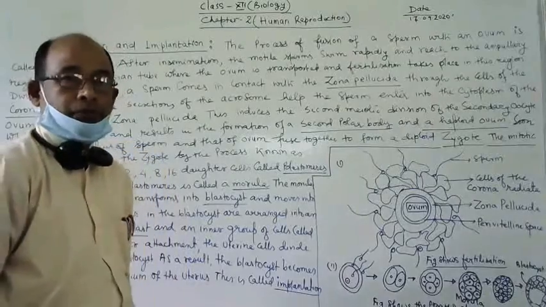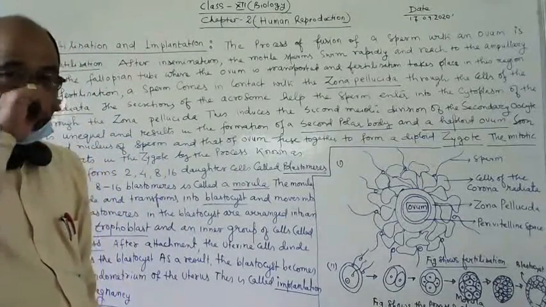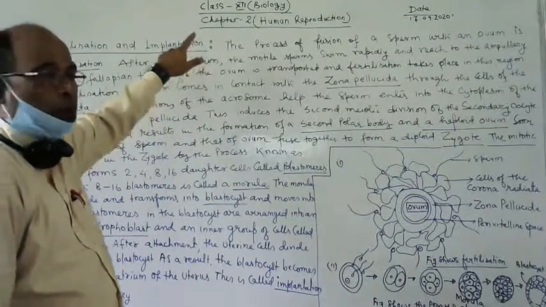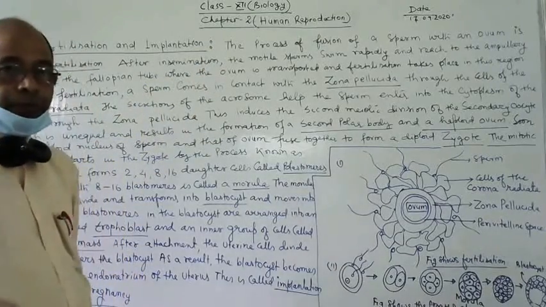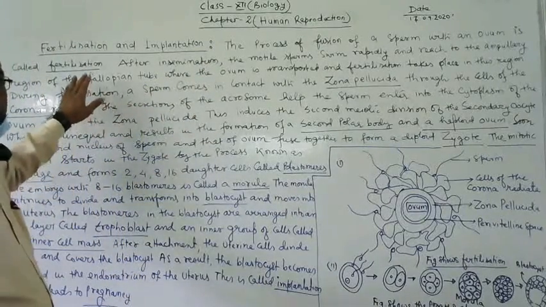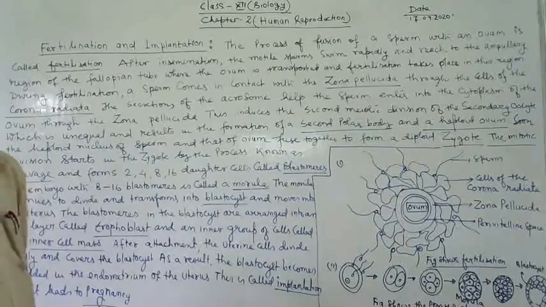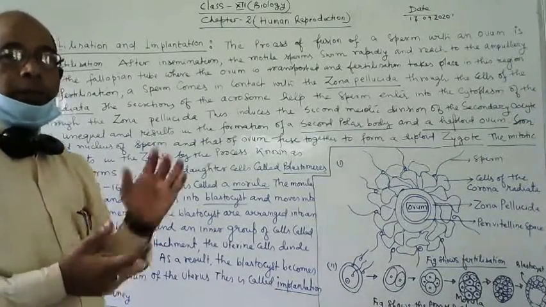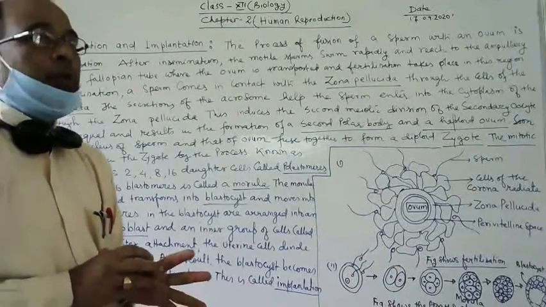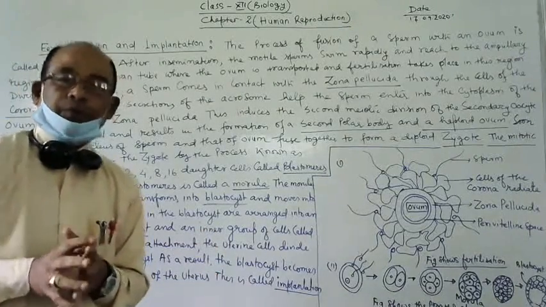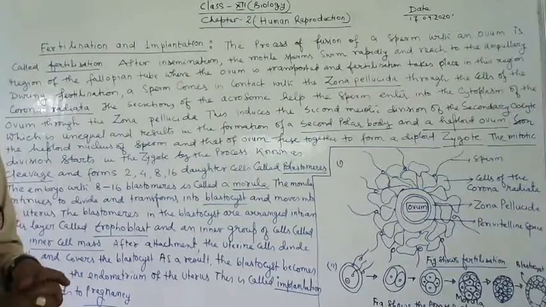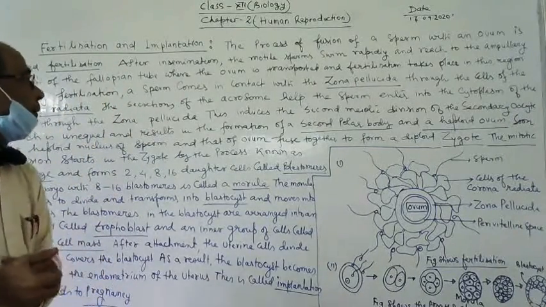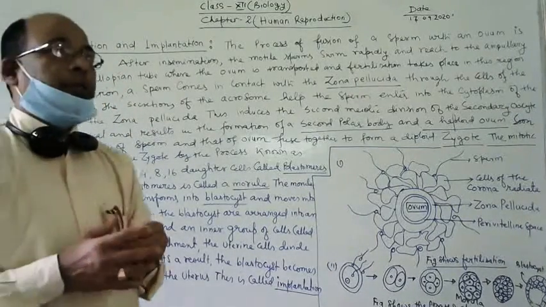Dear students, we will discuss class 12 chapter 2 introduction, and today we will discuss fertilization and implantation. Fertilization is what? The process of fusion of the sperms with an ovum is called fertilization, and you know that insemination.